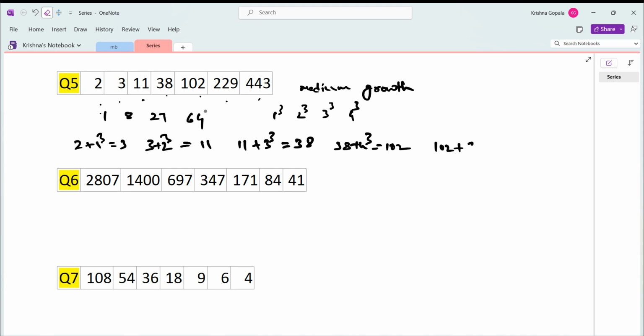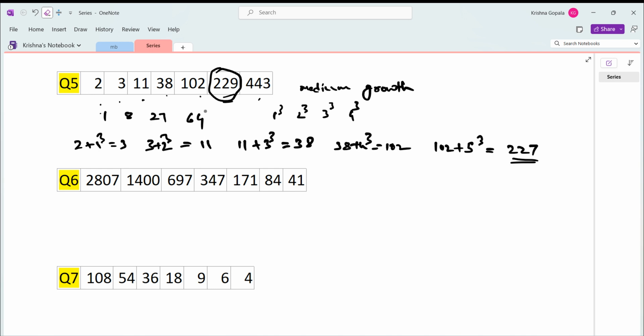102 plus 5 cube, 102 plus 125 should be 227. Here it is not 227, it is 229. So this is wrong. The answer should have been 227. See, this was very easy. You just need to understand how the series is going.